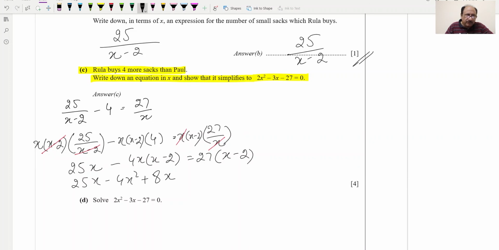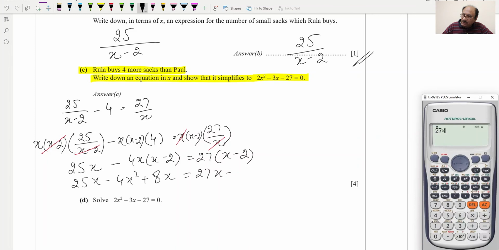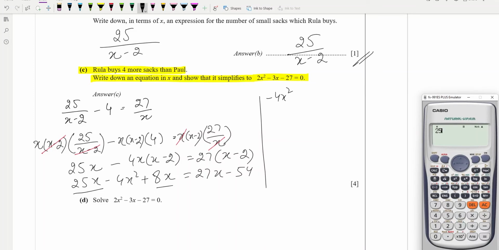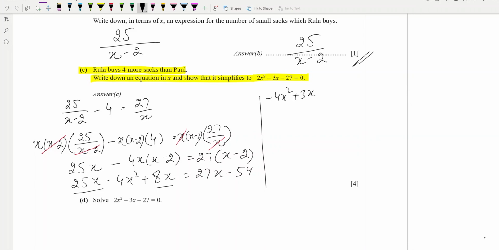4x into minus 2 will be plus 8x, and this is equal to 27x minus 27 into 27 multiplied by minus 2 will be equal to minus 54. So now adding the like terms, we can shift everything to the other side. This one and this one we can add, so minus 4x squared, and 25 plus 8 will be 33, so plus 33x is equal to 27 minus 54.